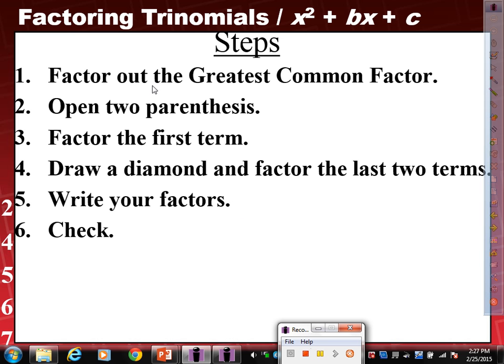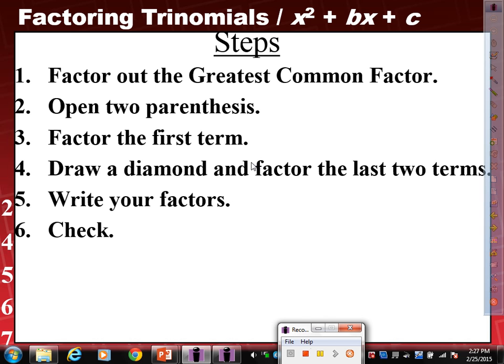So here goes the steps once again. Step 1, factor out the GCF. Have we done that? Yes. Step 2, open 2 parentheses. We know how to draw 2 parentheses? Yes. The last 4 steps are the ones that I'm going to show you today. However, some of that you already know because we did that at the beginning of the year. So this should be fairly easy.